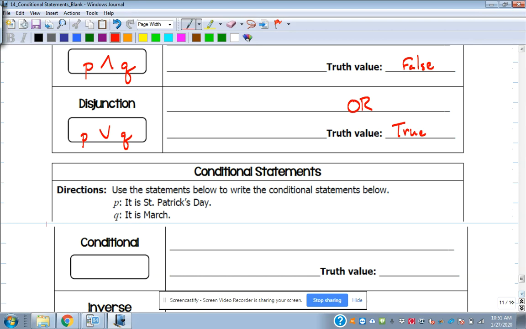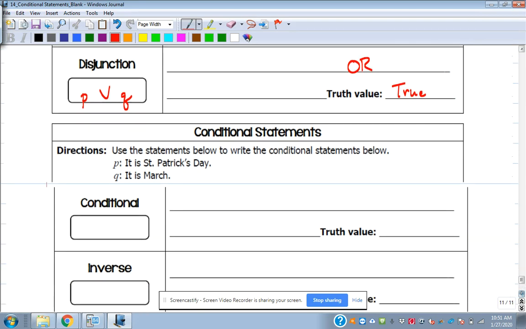Okay. All right, conditional statements are changing on the next ones here. P is if it is St. Patrick's Day. Q is it is March. St. Patrick's Day is March what? 17th. Okay. So conditional P implies Q. So what would that statement be? We're just writing that: if it is St. Patrick's Day, then it is March. So would that be true or false? True.